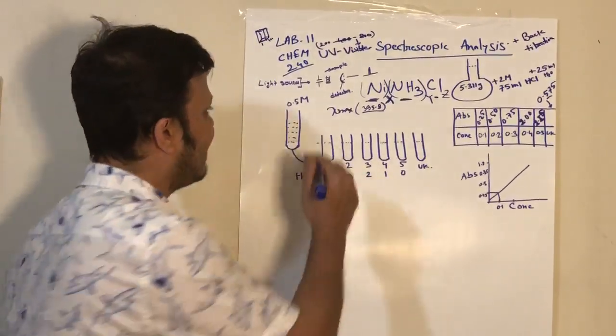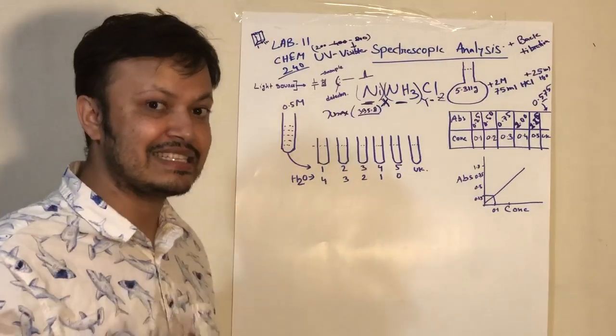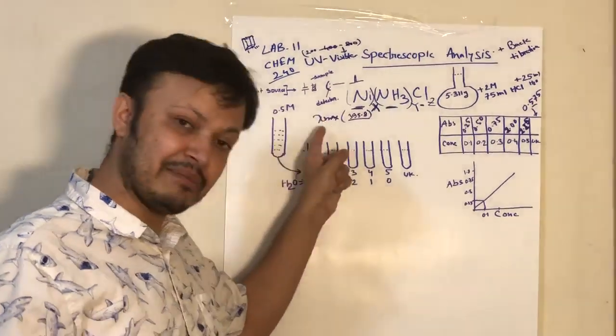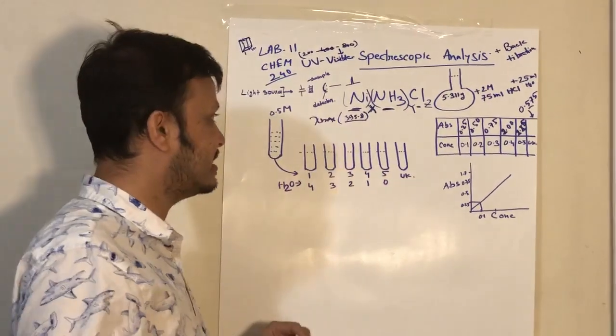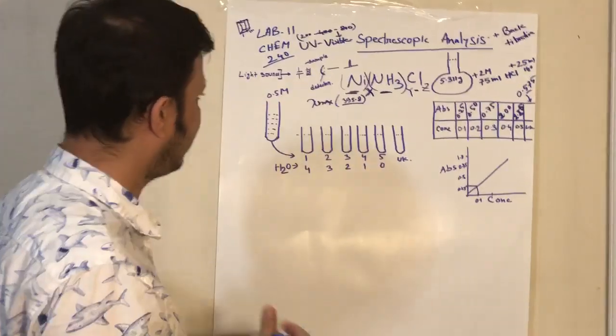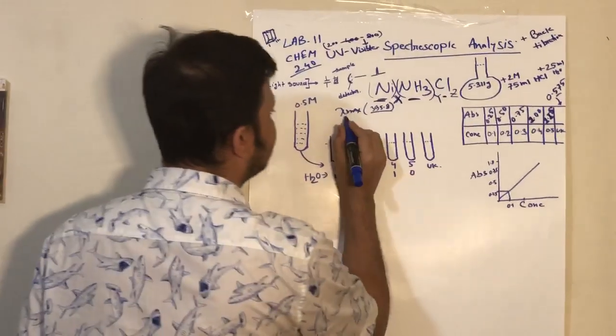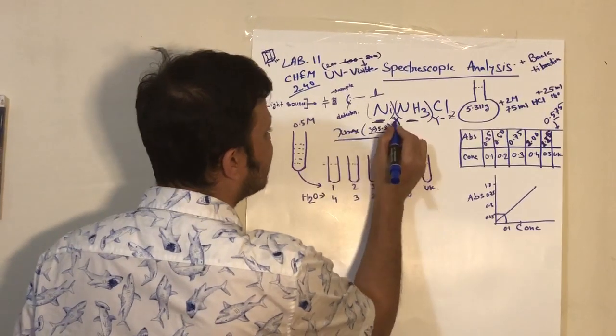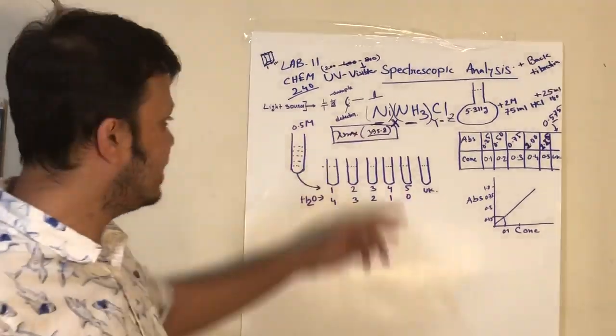Okay, so you saw how to find out the lambda max. So you got the lambda max. Once you got this, as I said, at this lambda max it gives a specific character. So we will use this lambda max to find out the concentration of the nickel.